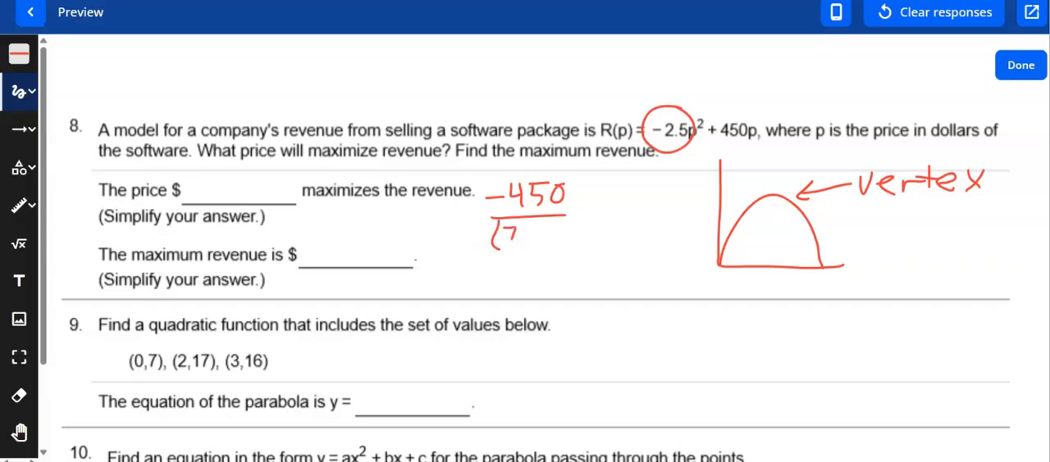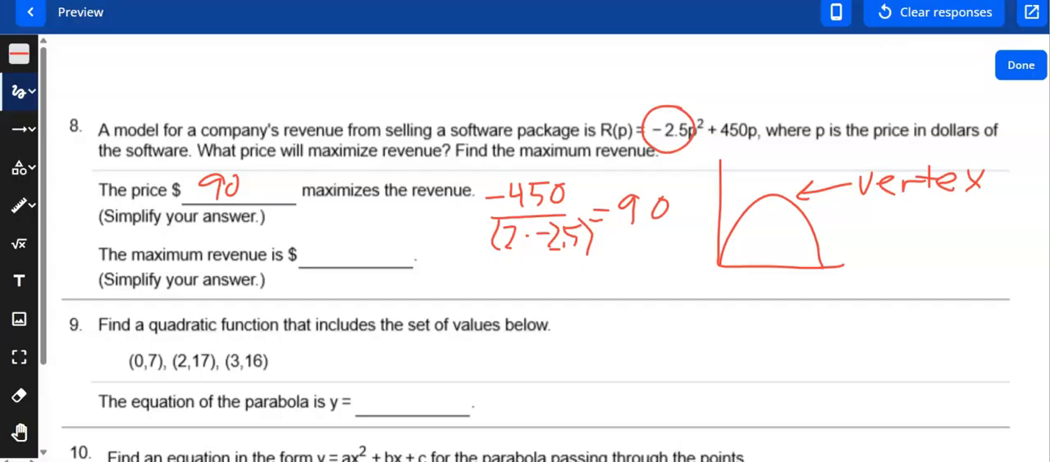Opposite of b over 2 times negative 2.5. So that's going to be a negative on the top and a negative on the bottom. I think that's going to be 90. So the price that they should charge is $90.